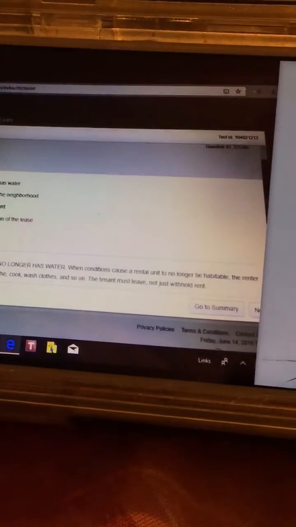The answer is A, a tenant who moves because the unit no longer has water. When conditions cause a rental unit to no longer be habitable, the renter has constructive eviction. Without water, a tenant is unable to bathe, cook, wash clothes, and so on. The tenant must leave, not just withhold rent.